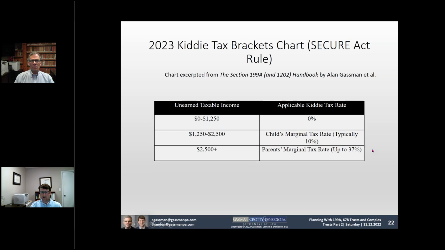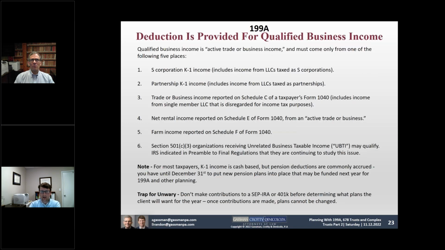So to start off with, I know this is part 2, but I want to start back from the beginning and just give a brief refresher of exactly what we're talking about here for section 199A. What we're talking about is a deduction on what they call qualified business income, or QBI for short. It's a 20% deduction. So if you have $100,000 of income from a qualified entity, you would only pay tax on $80,000 of that income. Just a simple example of how the 199A deduction works.